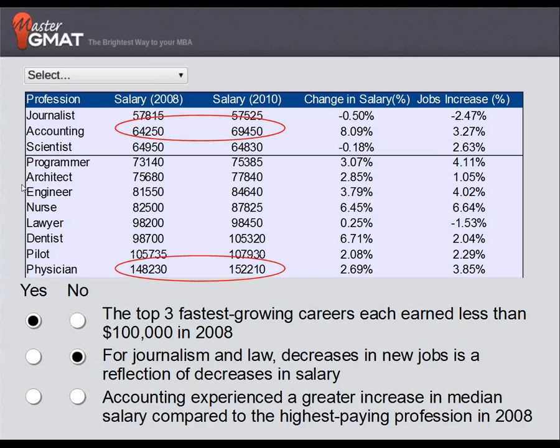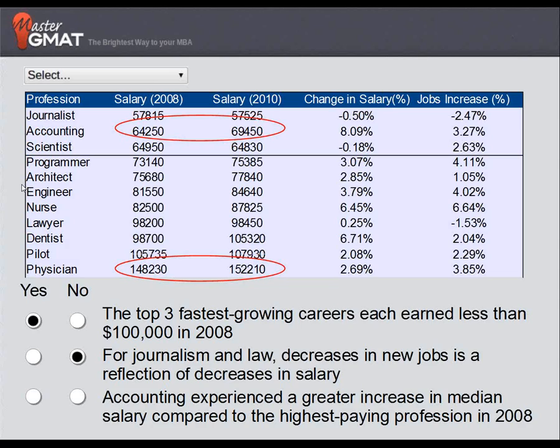Now for the accountant, it is $69,450 minus $64,250. Now if you're like me, you're thinking, this is a really involved number. That's a lot of calculations. Many of you probably know already that you're going to be given a calculator on the new IR section. So you can just punch this in.